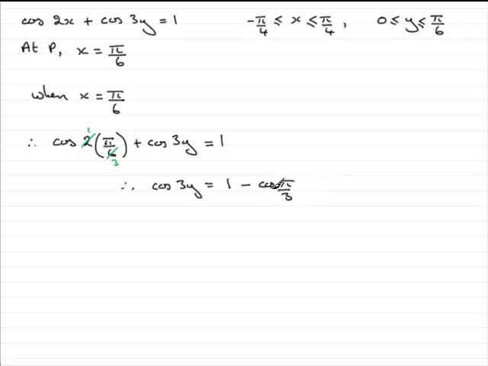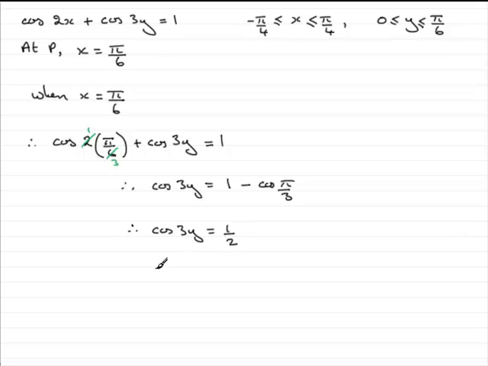Cosine of pi upon 3 in degrees mode is 60 degrees. Cosine of 60 degrees is a half, and 1 minus a half obviously is going to be a half. So therefore what we've got is the cosine of 3y equals a half.